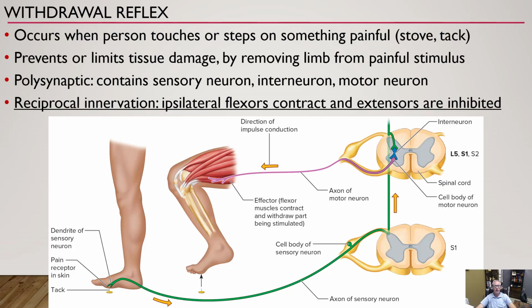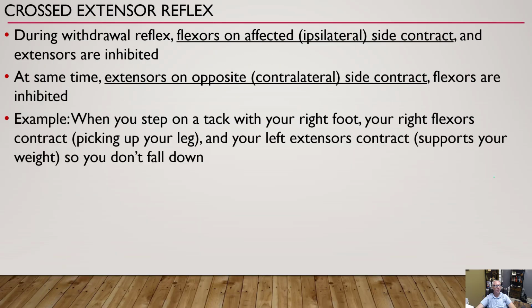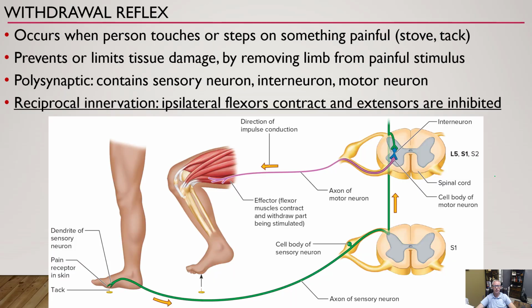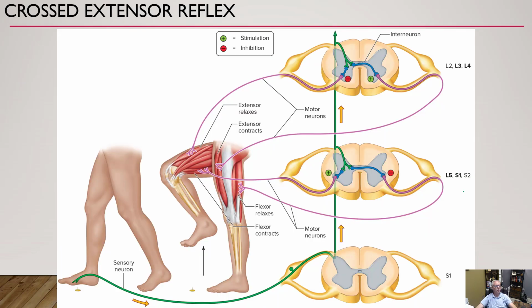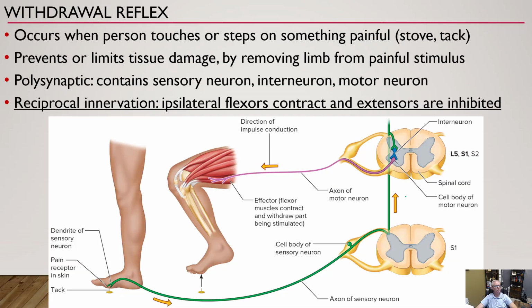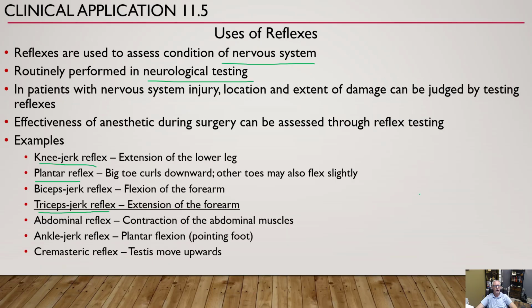Typically, we also have what's called a withdrawal reflex and a crossed extensor reflex. So we have two different types of reflexes. And again, you don't have to know the pathways for these. I mean, you can see this crossed extensor reflex and the withdrawal reflex, they're a little bit involved.